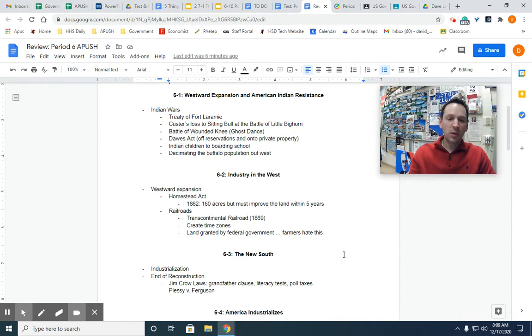All right, industry in the West. Westward expansion, you had the Homestead Act of 1862 that was passed during the Civil War, Abraham Lincoln, where Americans would get 160 acres of land out west as long as they improved that land within 5 years, and they had to pay a $10 filing fee. So it was effectively free.